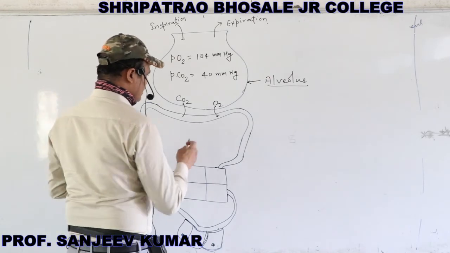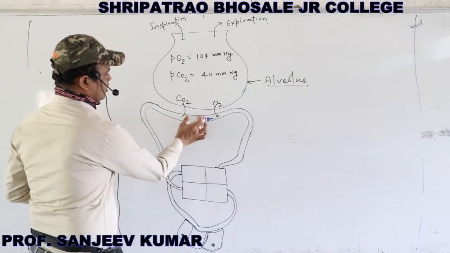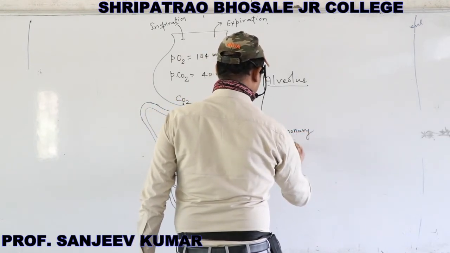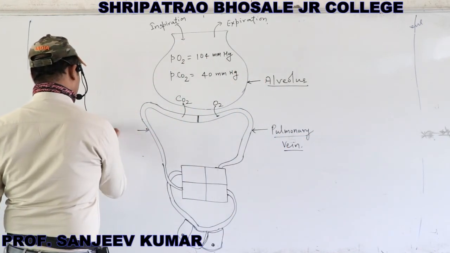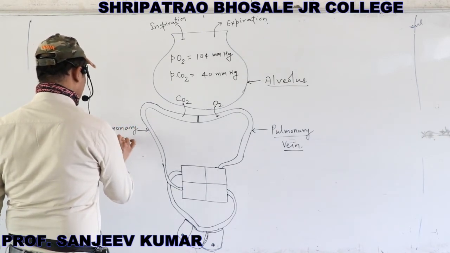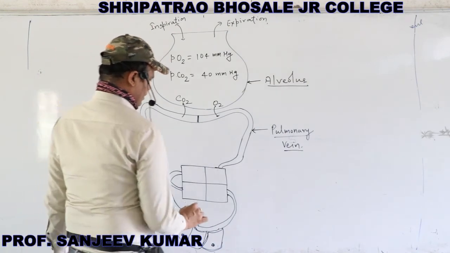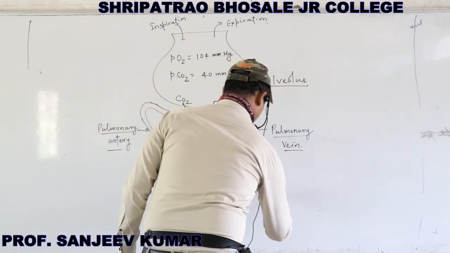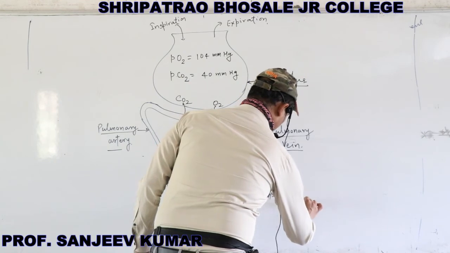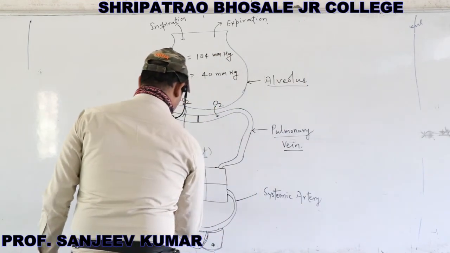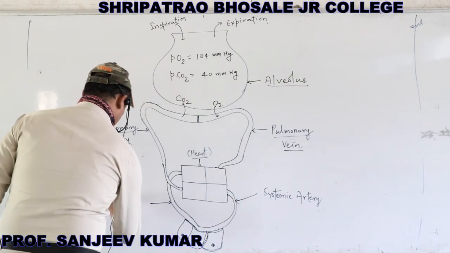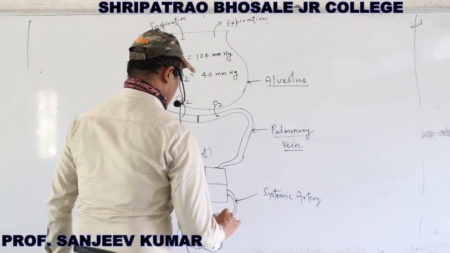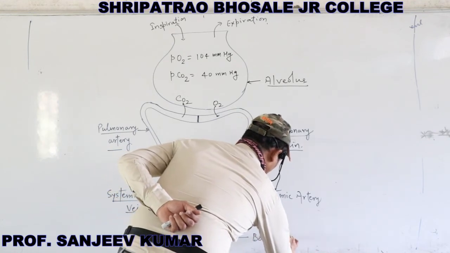Now in this section, suppose we say this is the partition, this one is the pulmonary vein, and this one is the pulmonary artery. This is the heart, this is the systemic artery, and this is the systemic vein. Here is the body tissue, body cell or tissue.